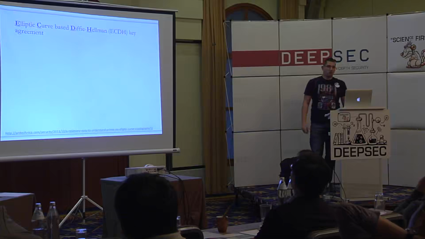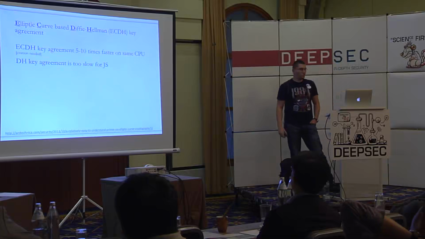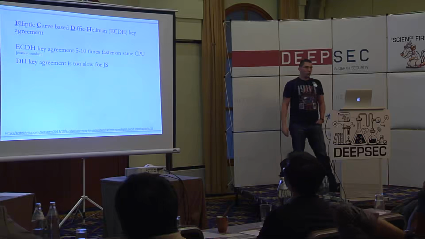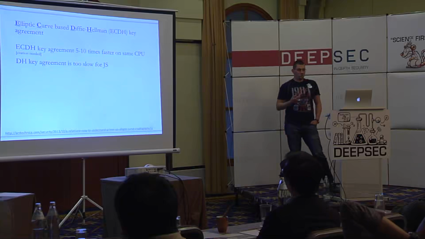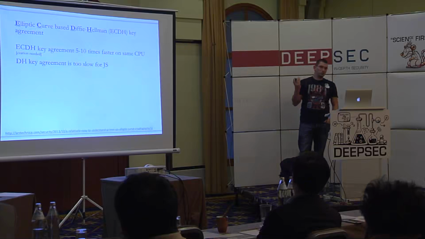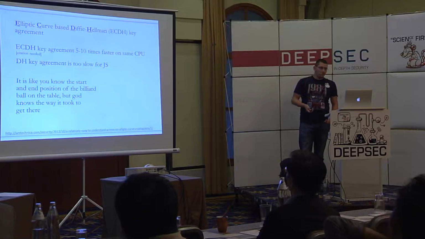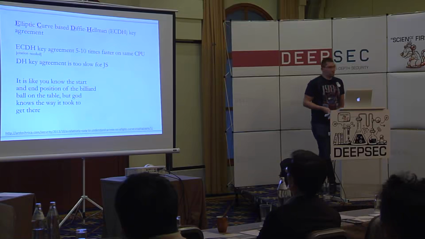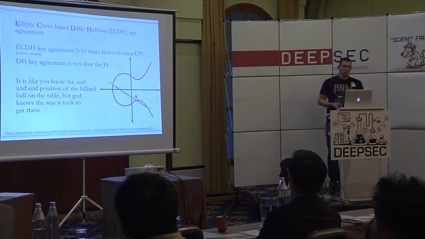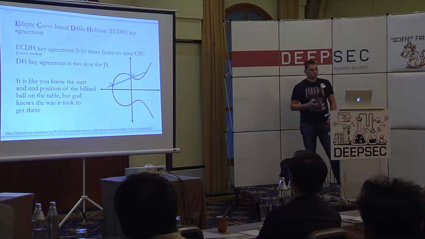The difference of elliptic curve-based Diffie-Hellman is that it's a lot faster, especially the key agreement part of the protocol. And it will be important in my presentation later that, for example, Diffie-Hellman key agreement implemented in JavaScript is too slow nowadays. And how elliptic curve-based Diffie-Hellman really works, unfortunately, a 45-minute presentation won't be enough just to explain how it works.